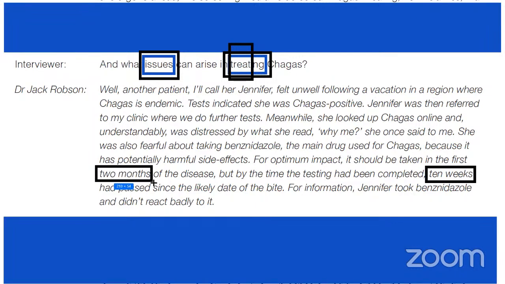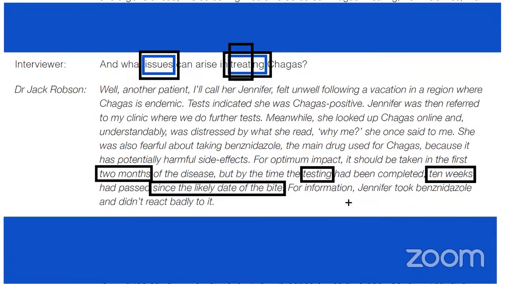2 months means 4 weeks plus 4 weeks, 8 weeks. And by the time the testing had been completed, testing was done in the 10th week, maybe 11th week. 10 weeks had already passed, since the likely date of the bite. So you can understand here 8 weeks and 10 weeks. The time is elapsed. Treatment is delayed. Jennifer didn't take benzimidazole and didn't react badly to it. She was afraid, but she did not take the medicine. So testing had been completed only after 10 weeks.